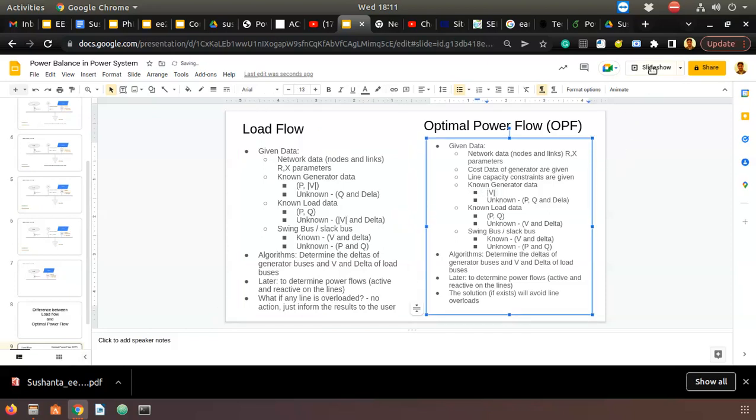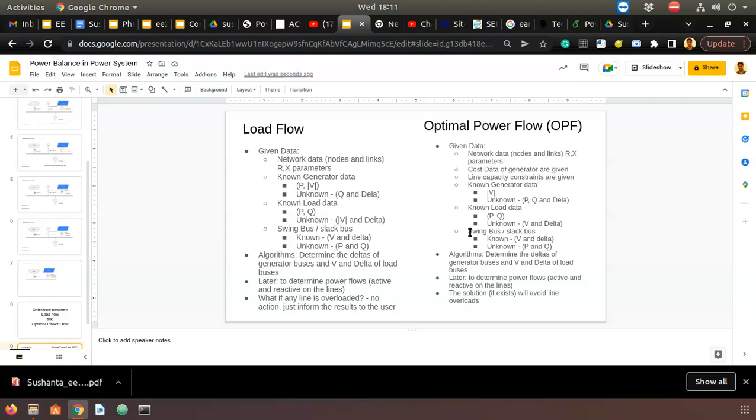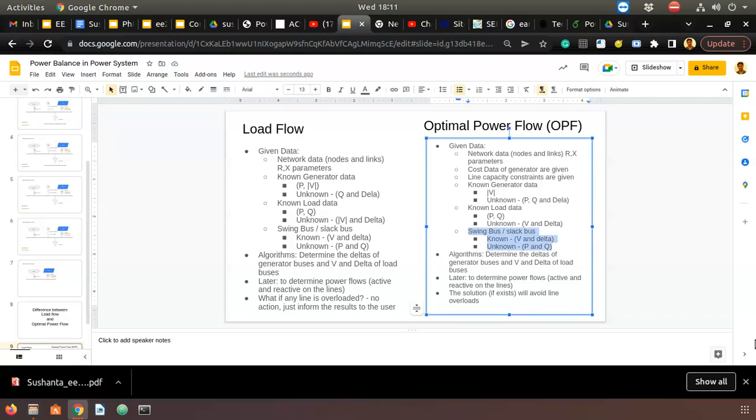Sir, the swing bus is there, no? That will not be correct. In OPF, swing bus means it is a PV bus. I think in OPF, the swing bus may not be there. In OPF there is no need to define a swing bus. But then we have to define some reference for delta, right? Somewhere we have to define the reference for delta. So for that we need it.